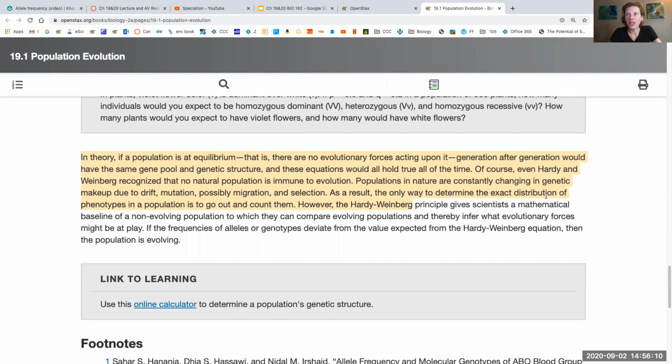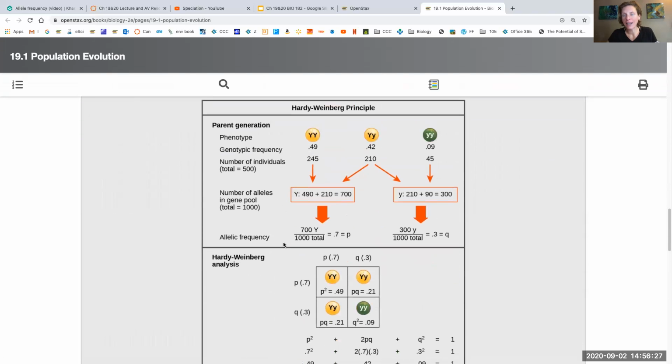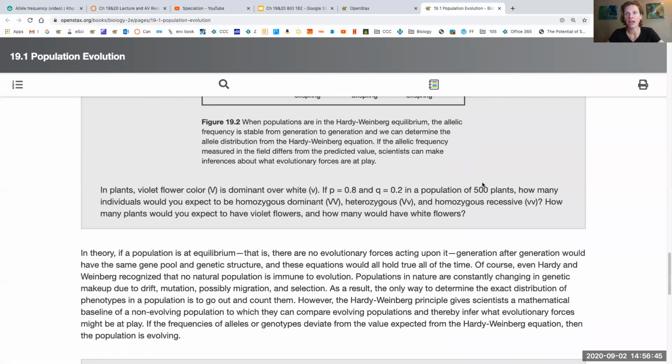So the only way to determine the exact distribution of phenotypes in a population is to go out and count them. So this is theoretical, right? So for this to occur, you would have a static population, and that is not the scenario. But it gives you an estimate, a snapshot in time, and it's a way to start, right? So you don't have to just say, oh, it's not perfect, we're not going to use it at all. It's an estimate, but just know that things are evolving over time, and so these frequencies will change.